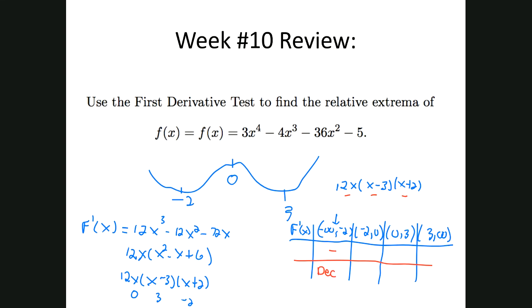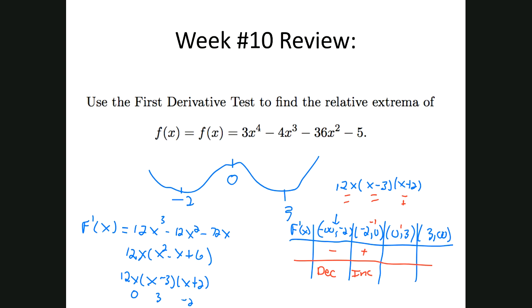Now, from -2 to 0, let's just take -1. If I put -1 in here, 12 times -1, that's negative. -1 minus 3, that's negative. -1 plus 2, that's positive. Negative times positive is positive. It's increasing here.